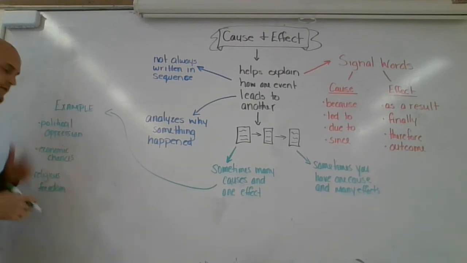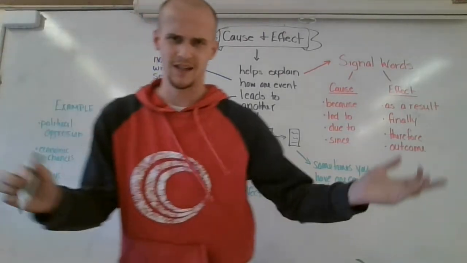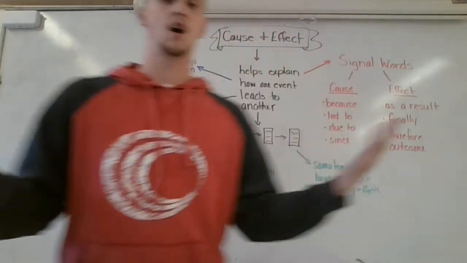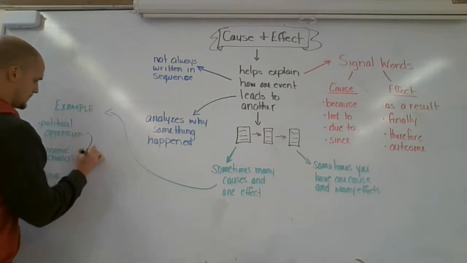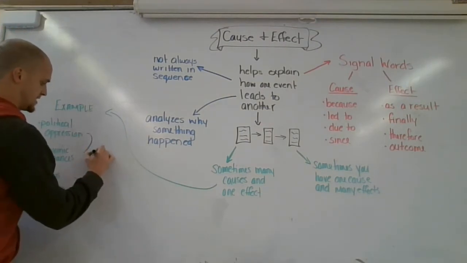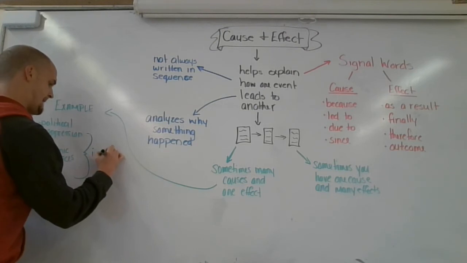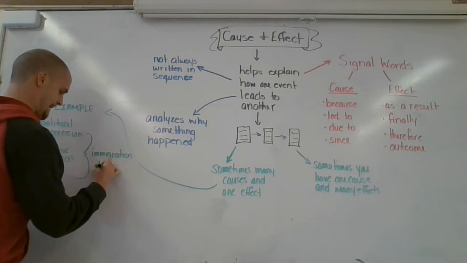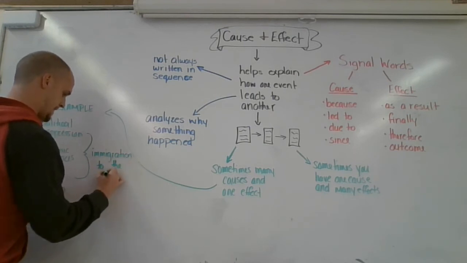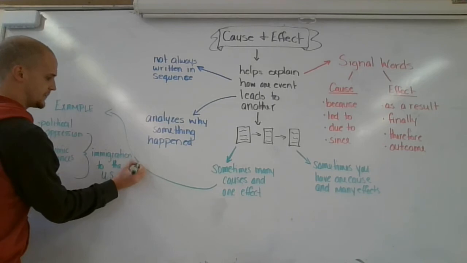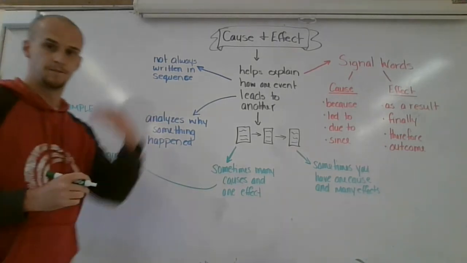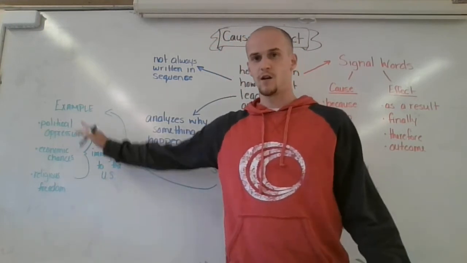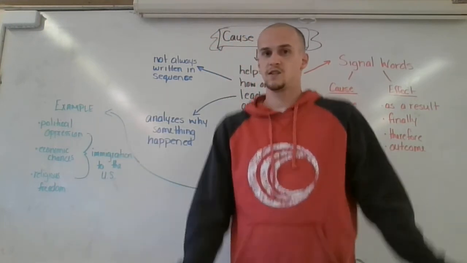Now you're probably wondering, what do these three things have in common? What do political oppression, economic chances, and religious freedom have in common? Well, these are all causes of immigration to the United States. Okay? So that's an example. There's three causes, only one effect. These three causes lead to immigration to the United States.